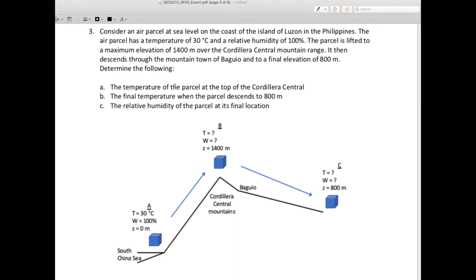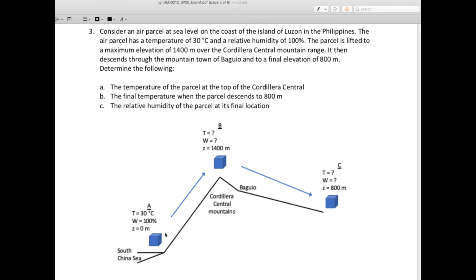A, the temperature of the parcel at the top of the Cordillera Central, so this location here, B. The final temperature when the parcel descends to its final elevation of 800 meters. And then the relative humidity at its final location, location C here.